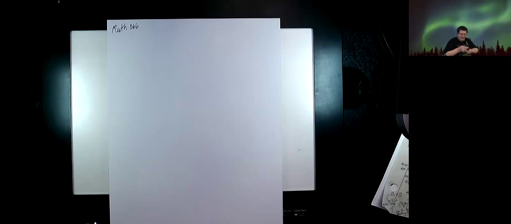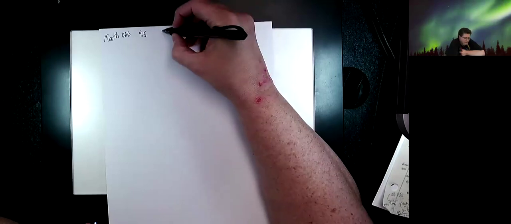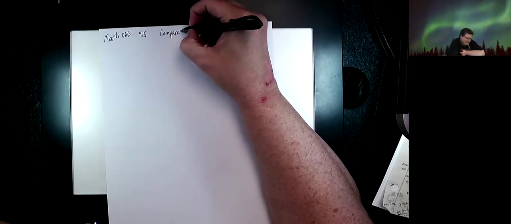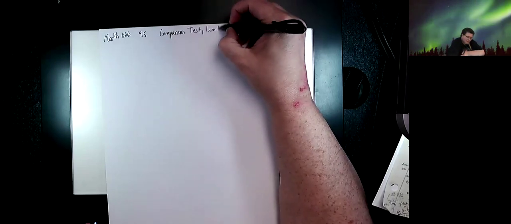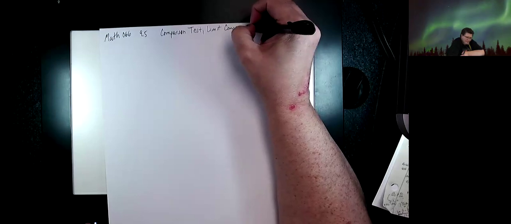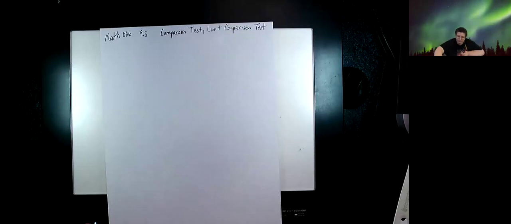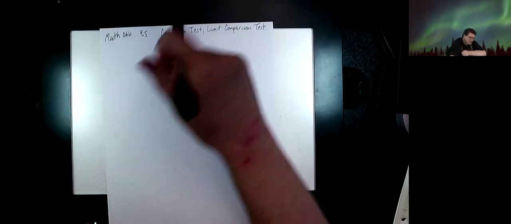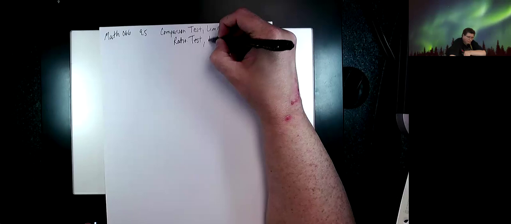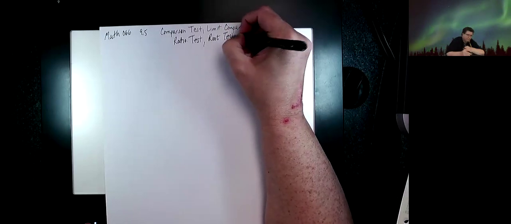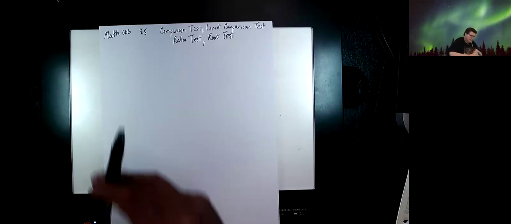All right, so today we've got 4 tests for you. The comparison test, the limit comparison test, which I think is the easier one of the two. And that pen's dying, so I'm going to grab another black one. The ratio test and the root test. So let's just dive right in. Let's start with the comparison test.